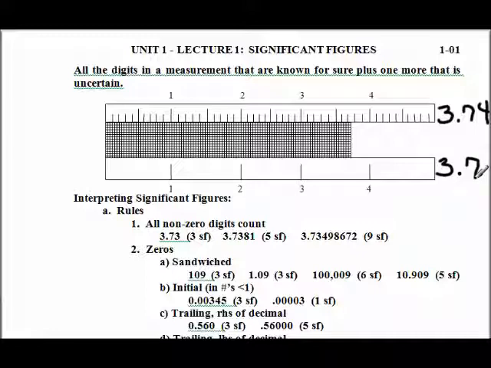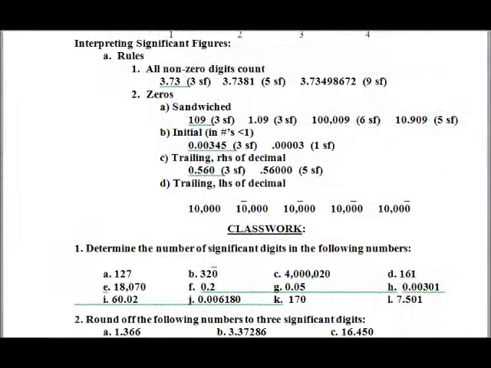Now, if you look at those numbers, the one that's on top, 3.74, is a more accurate number than 3.7, and that's because the ruler is more accurate. The higher the number of significant figures, the more accurate your number is. This portion of the lesson deals with interpreting significant figures. These are the rules that go with significant figures.